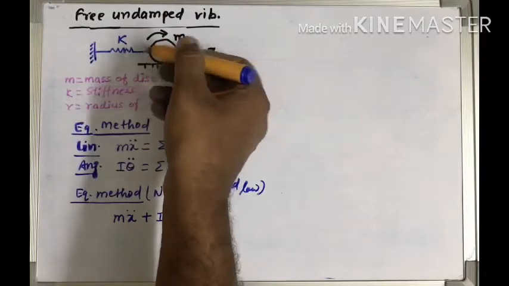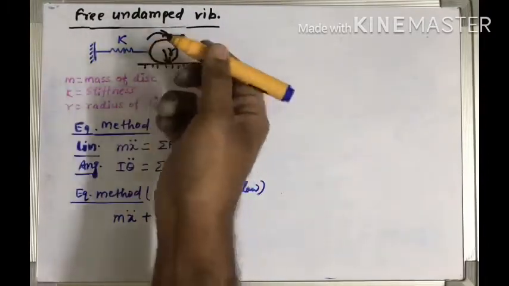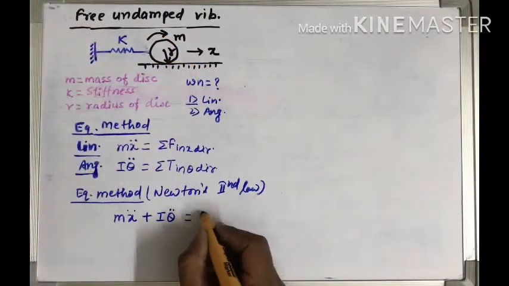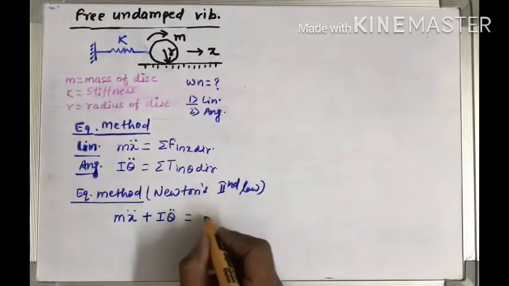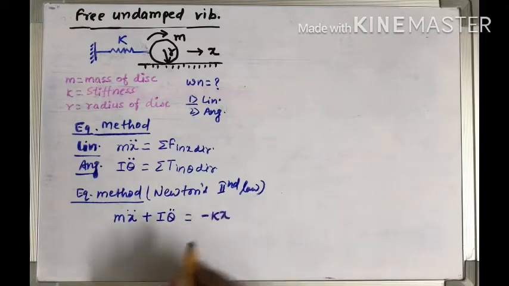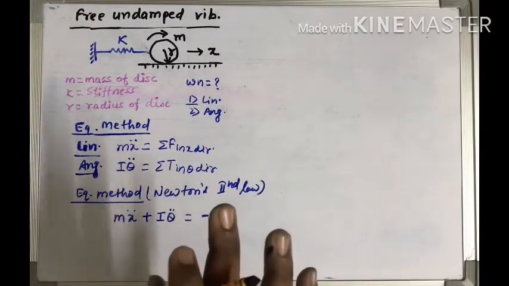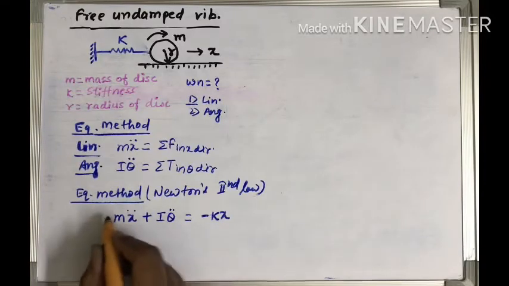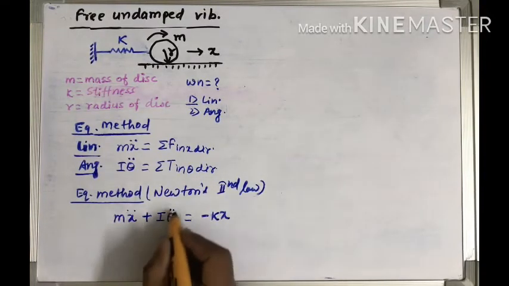So you can see that when this body goes ahead, the spring will exert a reactive force opposite to the x direction. Since in x direction we take positive, and this is going opposite to the x direction, we will take the spring force as minus kx. Now how it comes, kx, m x double dot, I theta double dot, you know very well from the basic initial videos. Now in this situation the problem is, this is the force, but this is the torque.